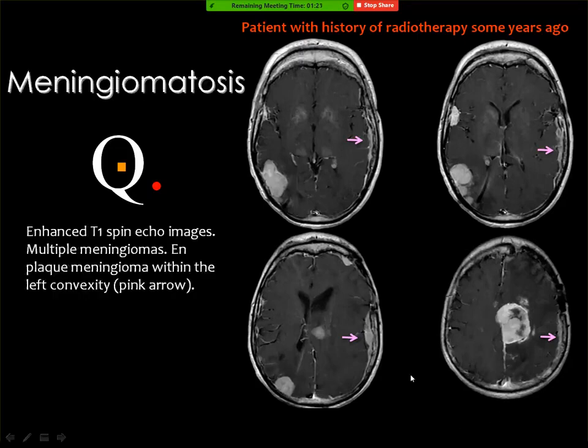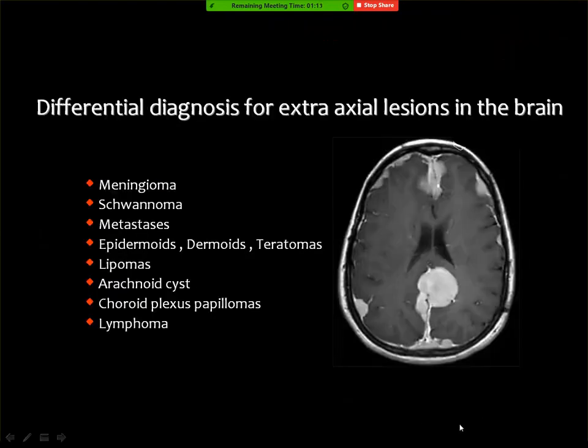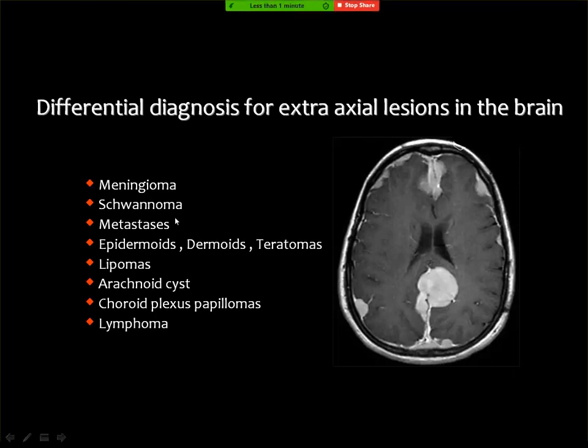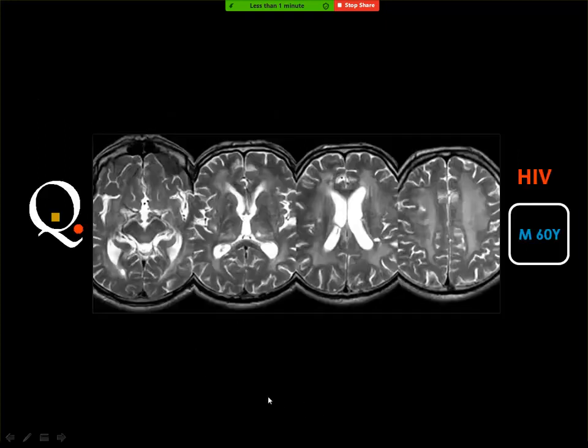Yes, and this is known as meningiomatosis. Meningiomatosis is by definition multiple variable sized meningiomas, may be associated with neurofibromatosis, and there are a lot of differential diagnoses for extraaxial lesions, not specifically that they are enhancing, but meningioma, schwannoma, metastases, and also the cystic lesions, lipoma, arachnoid cyst, and sometimes choroid plexus papilloma, and the lymphoma, of course, is one of the extradural lesions.